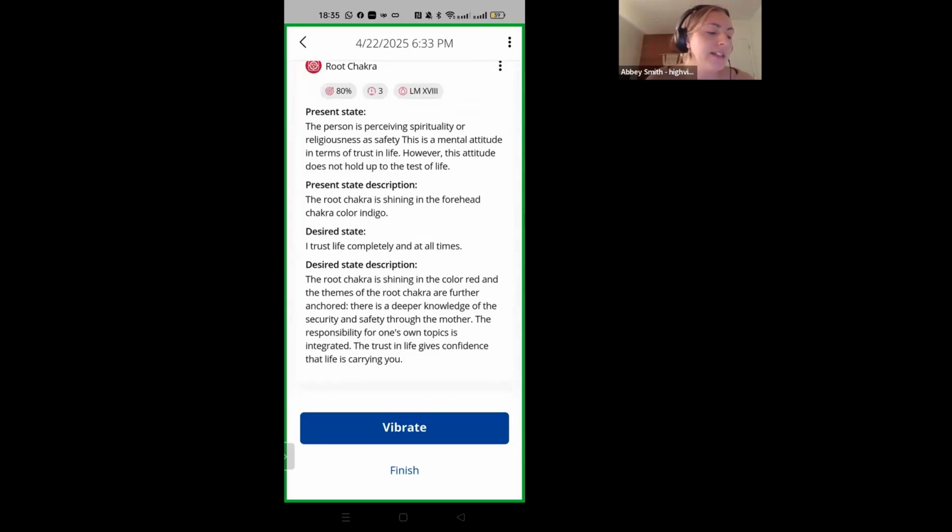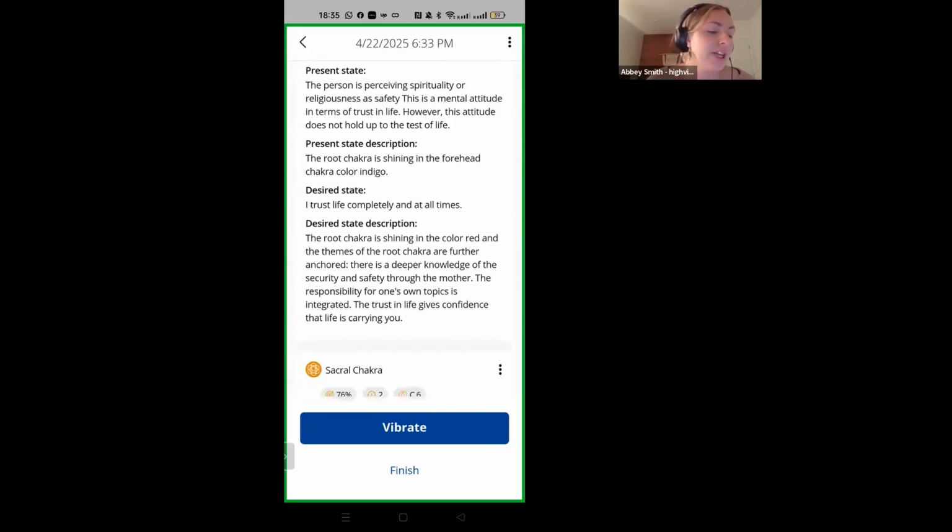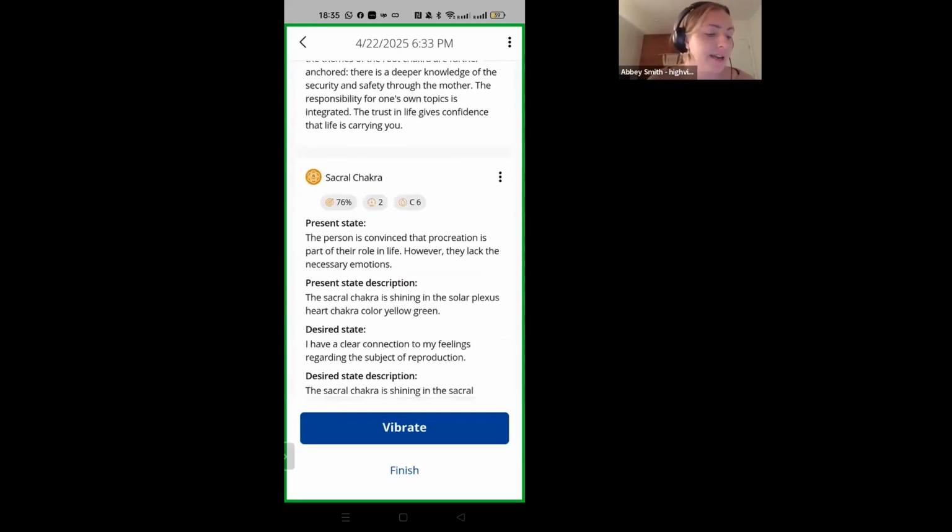So root chakra is the person is perceiving spirituality or religiousness as safety. This is a mental attitude in terms of trust in life. However, this attitude does not hold up to the test of life. I trust life completely and at all times is our desired state.